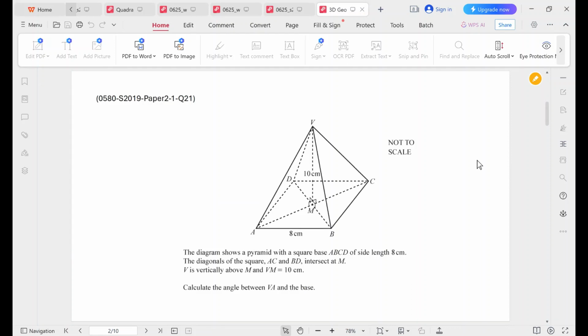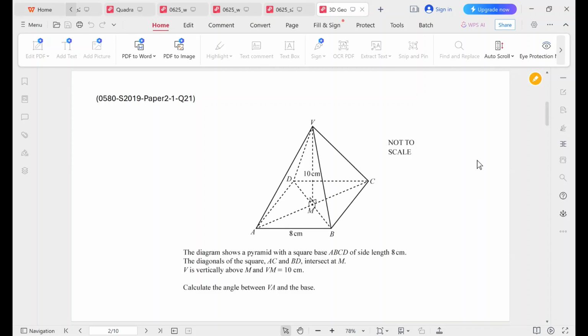So in this question, we're told the diagram shows a pyramid with a square base ABCD of side 8. The diagonals of the square, AC and BD, intersect at M. V is vertically above M and VM equals 10. Calculate the angle between VA and the base.